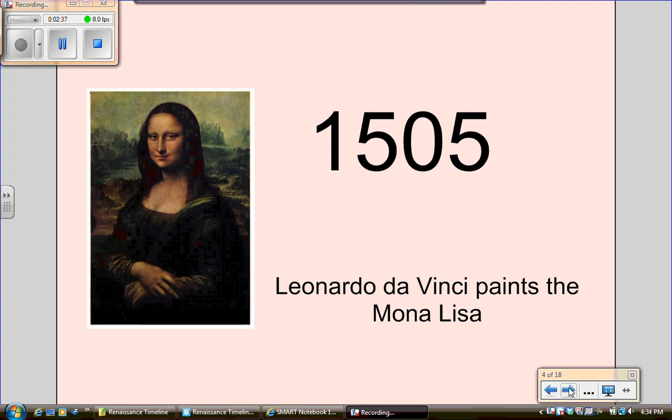In 1505, Leonardo da Vinci painted the Mona Lisa. Leonardo da Vinci is one of the outstanding figures of the Renaissance. He was an amazing author, painter, artist, inventor, and thinker whose ideas went far beyond his time.